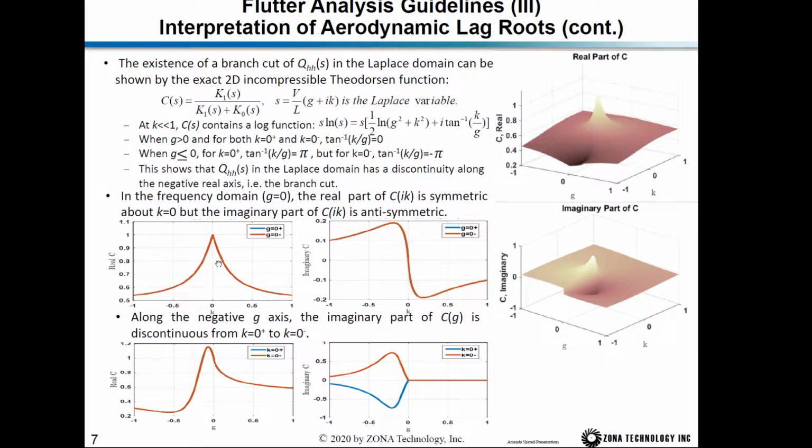If you look at the frequency domain where g is 0, the real part of the Theodorsen function is symmetric between the negative k domain and the positive k domain, but its imaginary part is anti-symmetric between the negative k and positive k domains. Along the negative g axis, the imaginary part of the Theodorsen function is discontinuous from the small positive k to the small negative k. So this is a branch curve.